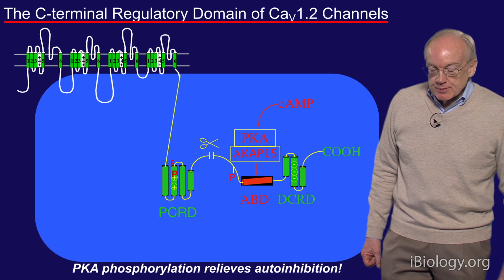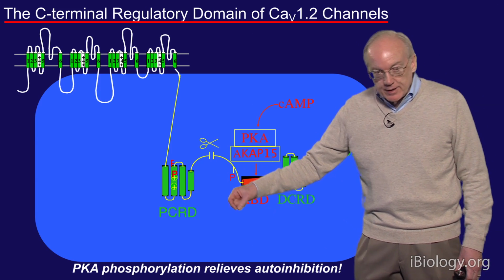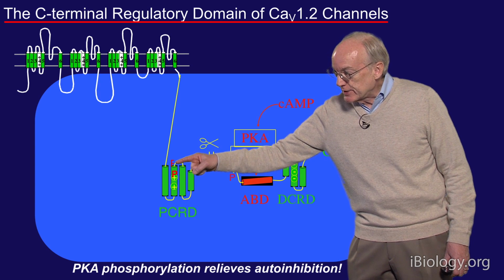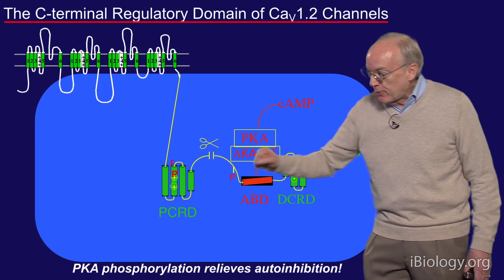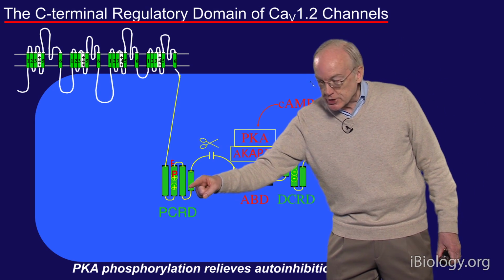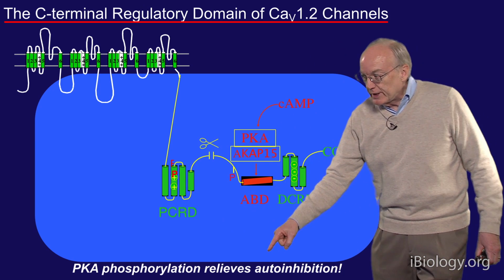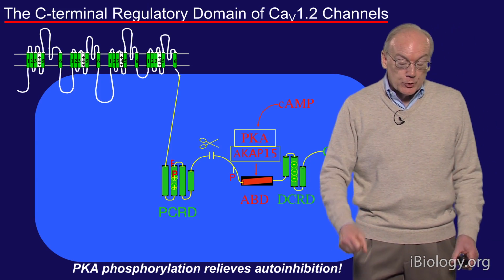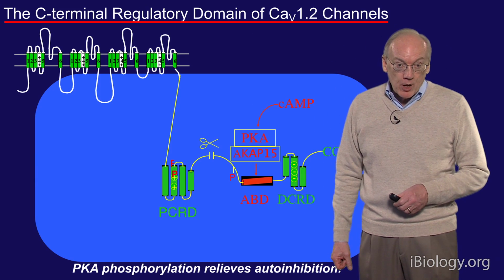The upregulation of calcium channel activity that mediates the fight or flight response takes place when PKA, cyclic AMP-dependent protein kinase, phosphorylates two key sites here in the proximal C-terminal domain. This part of the calcium channel is binding this distal C-terminal domain. This binding interaction mediates autoinhibition, as I mentioned on the last slide, and when those sites are phosphorylated, PKA phosphorylation relieves the autoinhibition of the channel and gives you a big increase in calcium current and a big increase in contractile force. So we've studied this process at the biochemical level with purified molecules.